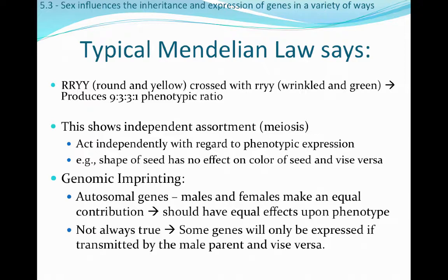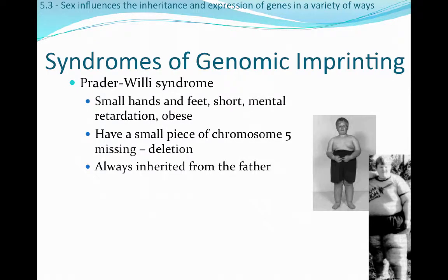So autosomal genes, both in males and females, make an equal contribution in terms of total genetic material, and it is thought that they should have equal effects upon the phenotype. But in reality, that's not always true. So some genes are only going to be expressed if they're transmitted by the male parent or the female parent. And so that's the example that we see with the IGF2 gene.